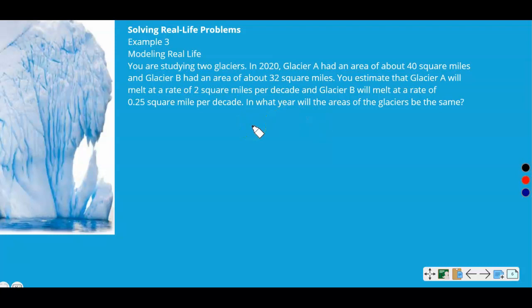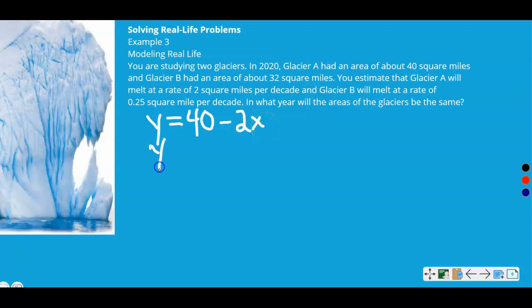All right, so we have to set up an equation. Let's look at Glacier A first. For Glacier A, we're going to have y equals 40 square miles to start with, and then we're going to subtract 2 square miles per decade. We don't really know how many decades it's going to be before these two are equal, so we're just going to say x.